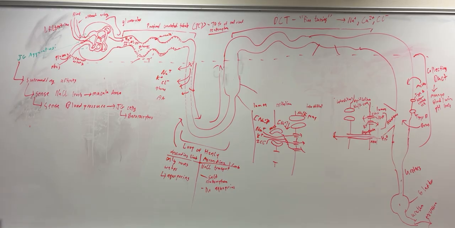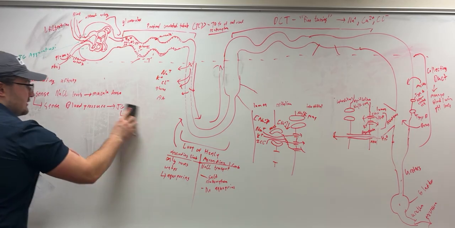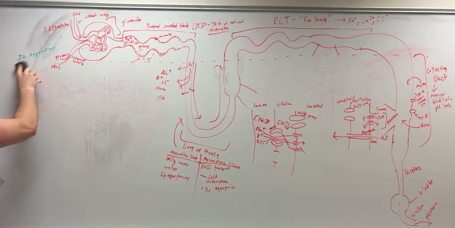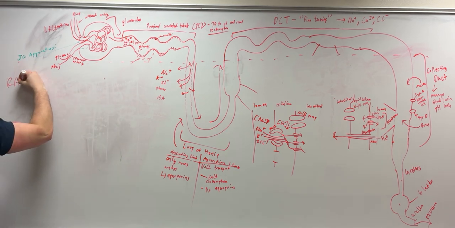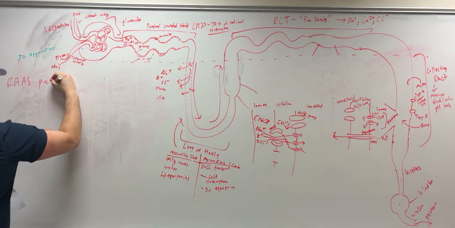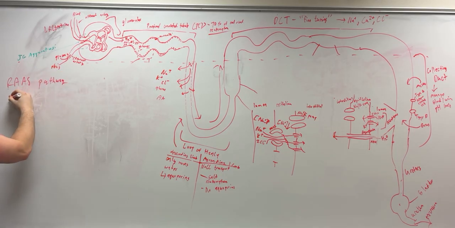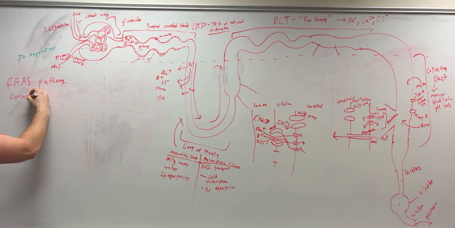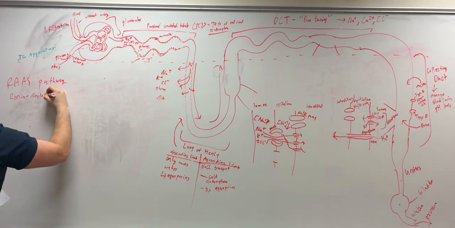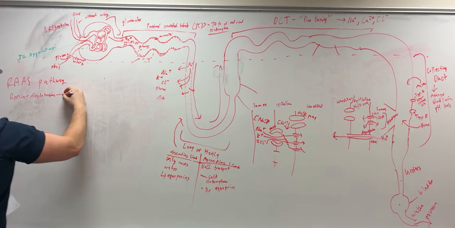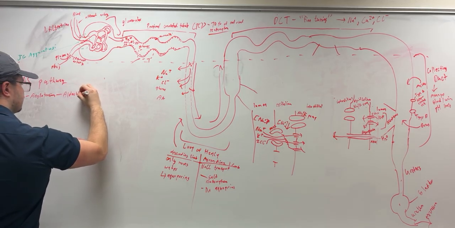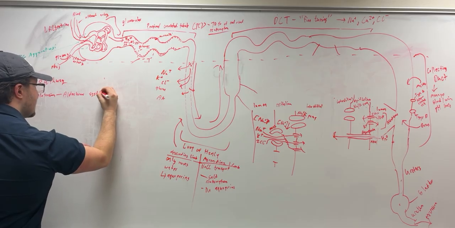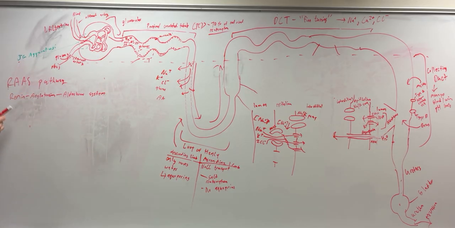So let's talk about what happens when this macula densa and these JG cells sense low levels of blood pressure or low salt levels. It is going to start what is called the RAS pathway. And the RAS pathway stands for renin, angiotensin, aldosterone system. Right? So RAS pathway is renin, angiotensin, aldosterone system.